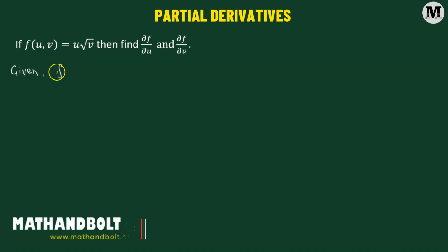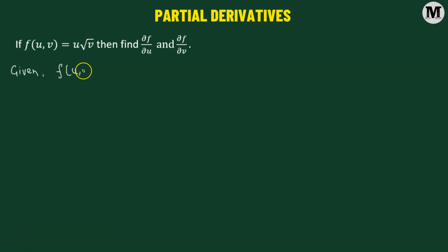So we are given here a function f, which is a function of two variables u and v, and it's given by u times square root of v. Our goal will be to obtain the partial of f with respect to u, and then we'll also separately find out partial of f with respect to v. So let's begin with partial of f with respect to u.